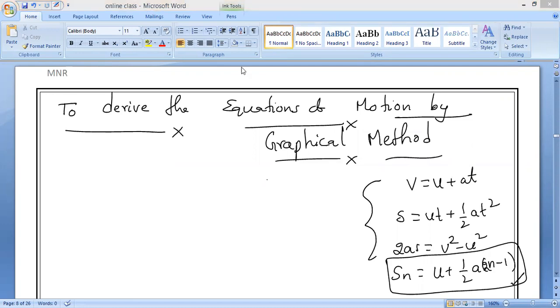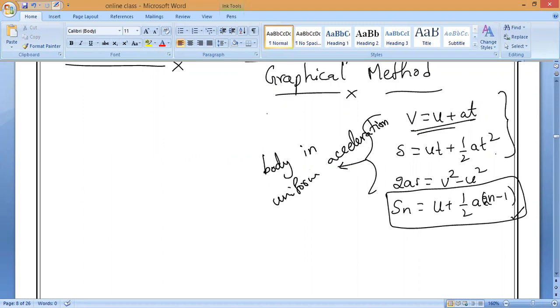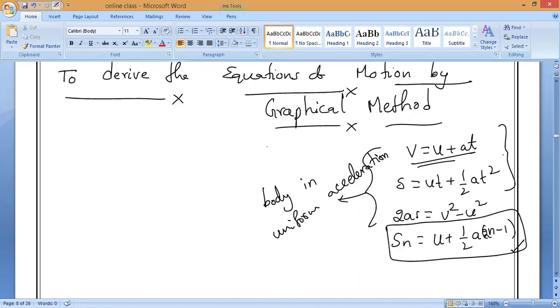But if it comes to class 9, they will ask you to derive the equations of motion by using the graphical method only. Now, when can we use these equations? When the body is in uniform acceleration. So these equations are for a body which is traveling in uniform acceleration. Understand, Hari? Yes, everyone.